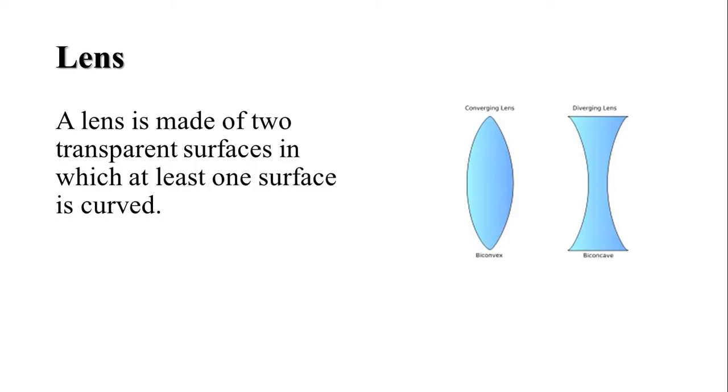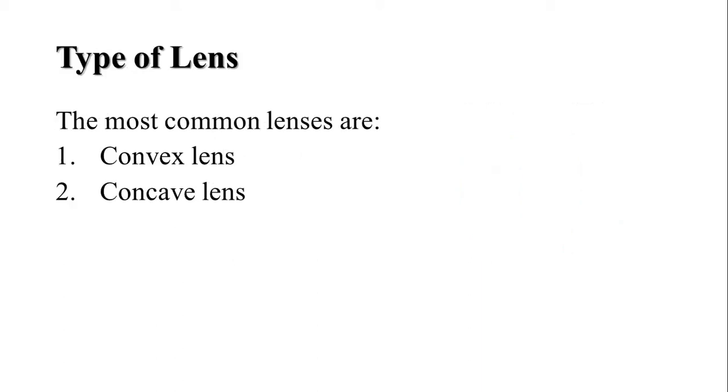Let us know about the lenses. What are lenses? A lens is made of two transparent surfaces in which at least one surface is curved. You must have seen a magnifying glass which is used to read very small print. It is actually a lens. And now let us know about the different types of lenses.